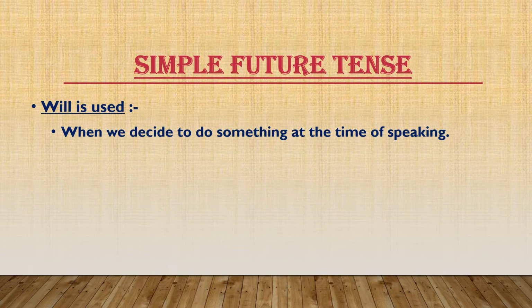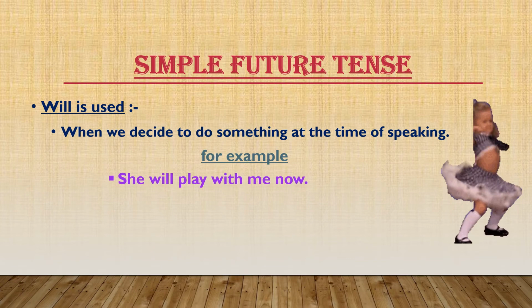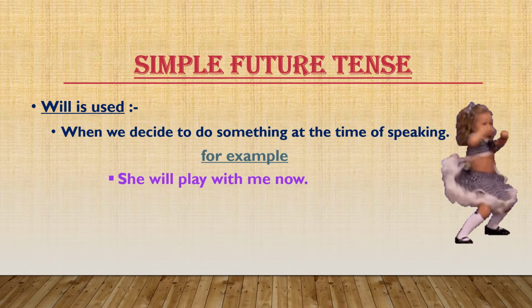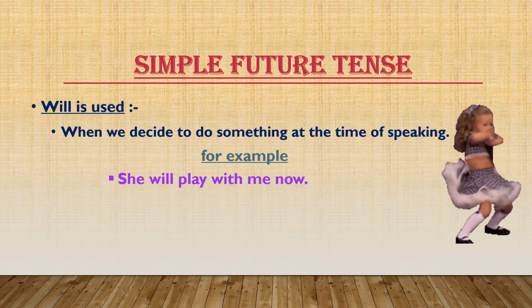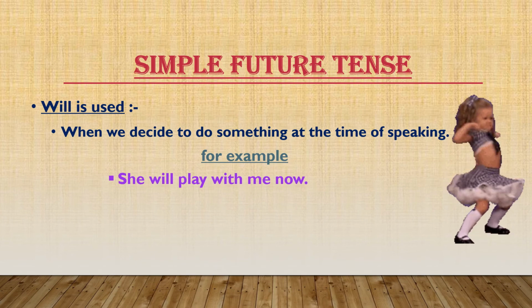Let us take an example for the same. She will play with me now. So at the time of talking itself, you have decided that this child is going to play with me now. That is where you have to use will. You cannot use shall over here.